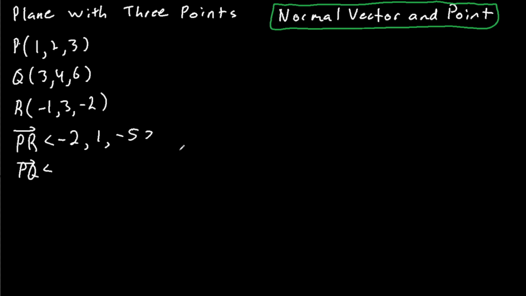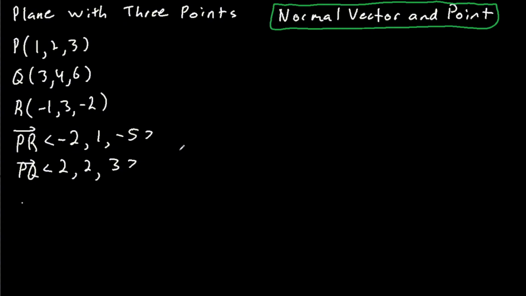Let's go from P to Q. So 1 to 3 is 2. 2 to 4 is 2. And 3 to 6 is 3. So now we have two vectors that are flat on the plane, right? Like in the Desmos demonstration in the video, we had two vectors that are flat on the plane.